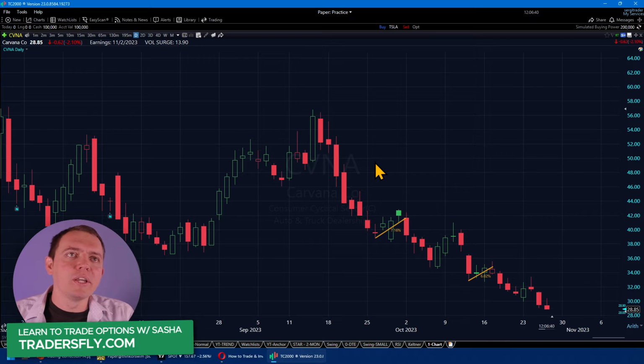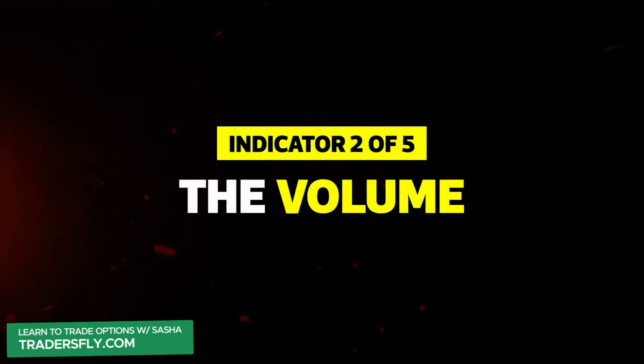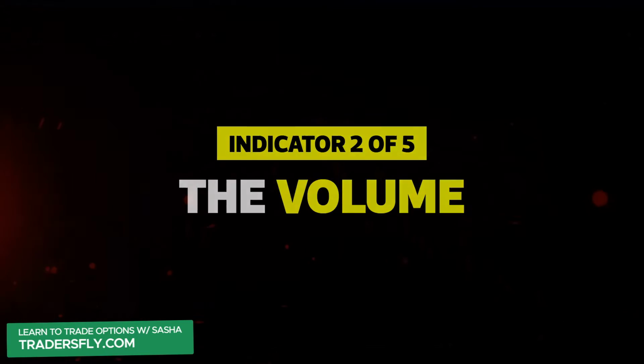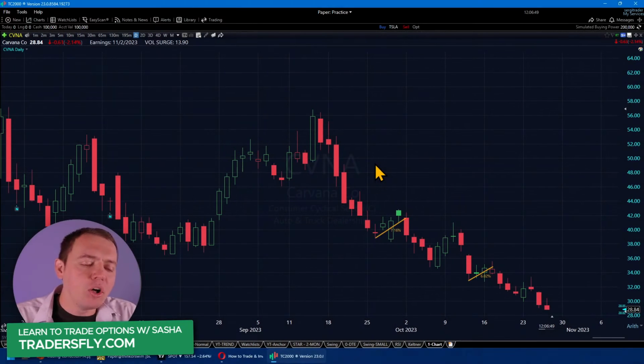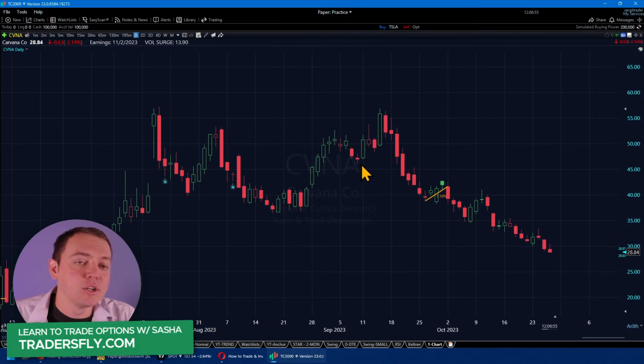Let's look at the second one here. The second one here is volume. Volume is another important indicator that I like to use. This one, when we look at it, volume tells you how much power and how much strength the stock has. So as it goes up, there's more strength coming in.